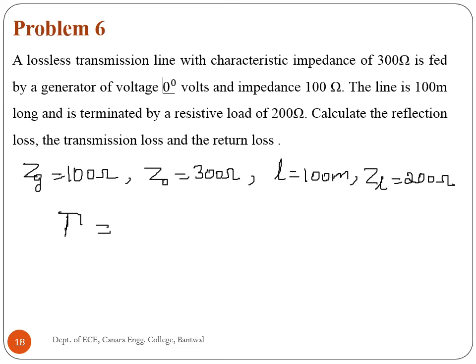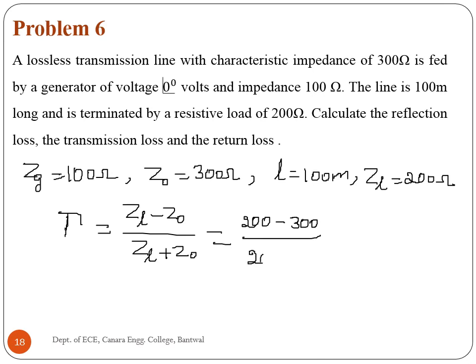Reflection coefficient is equal to ZL minus Z0 divided by ZL plus Z0. ZL is 200, Z0 is 300. 200 plus 300. Therefore, reflection coefficient is equal to minus 1 by 5.